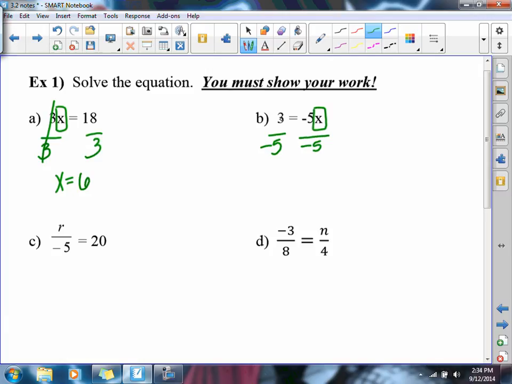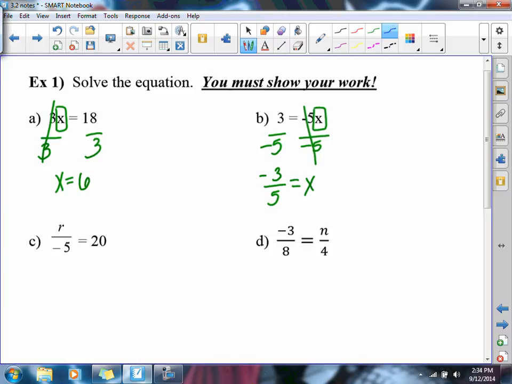Positive 3 divided by negative 5 is 3 over negative 5. But I don't like to leave the negative in the denominator, so I'm going to bring the negative out front. It's going to be negative 3/5. Then the negative 5 and the negative 5 cancel, so I get x. Now x is solved for. You can leave your answer as a fraction, just make sure you reduce it. We can't reduce 3/5 anymore, so that problem is solved.